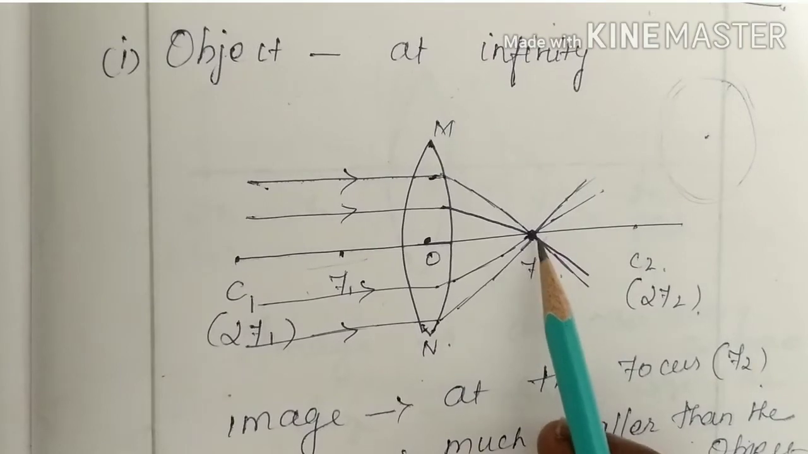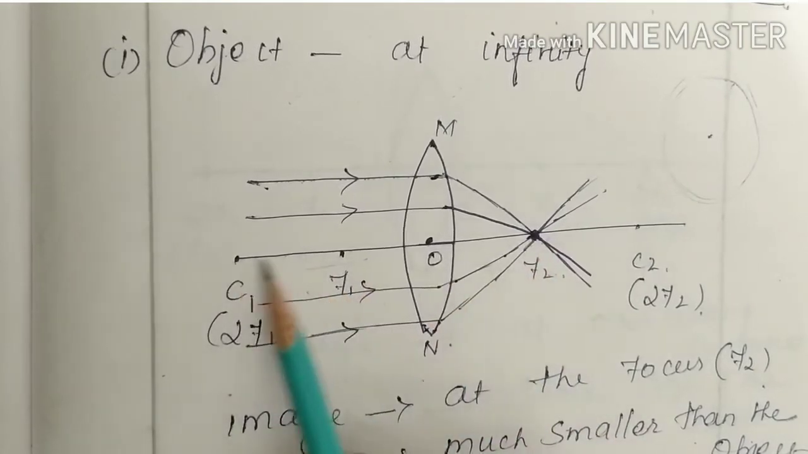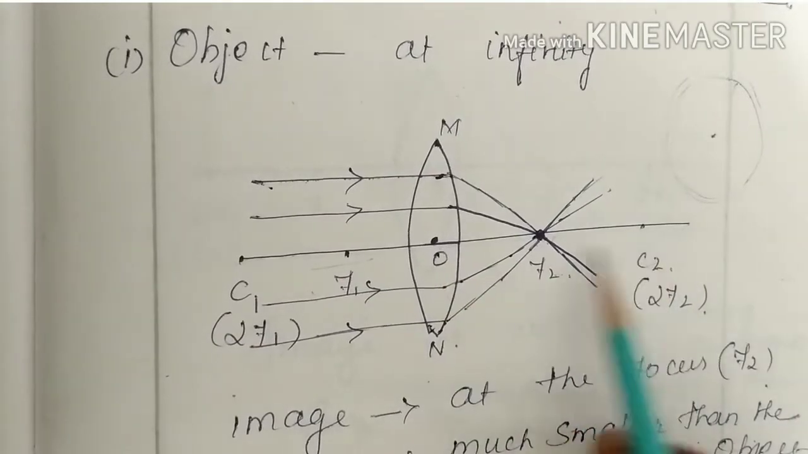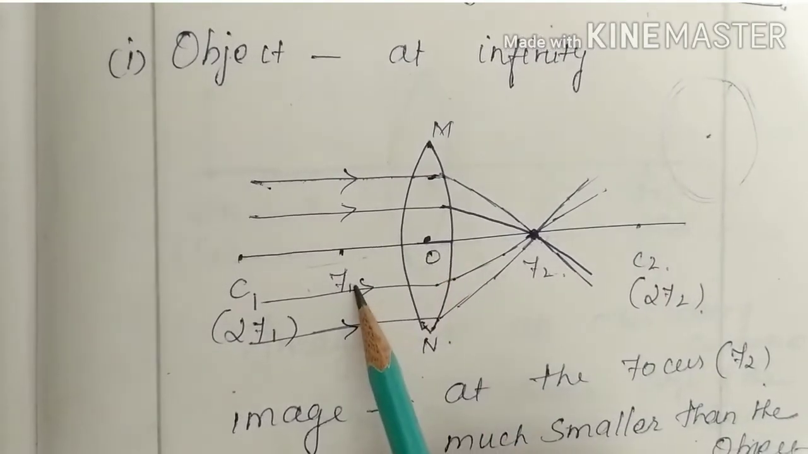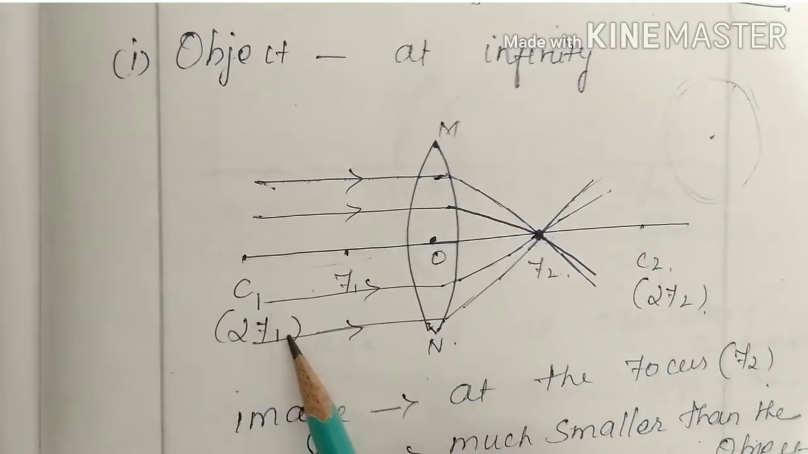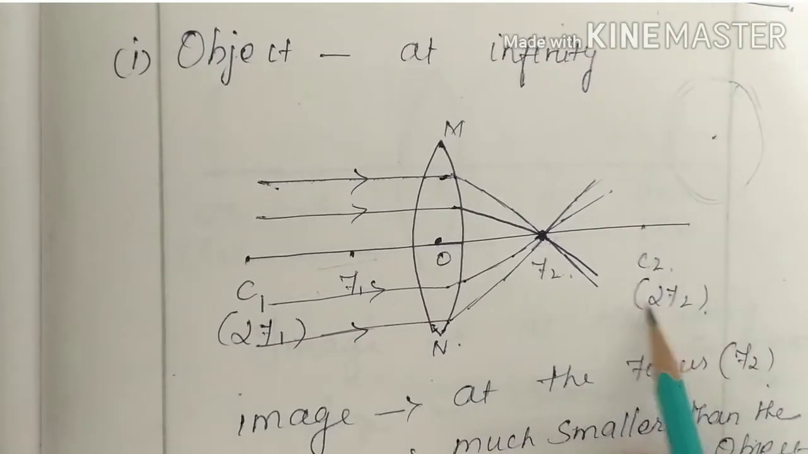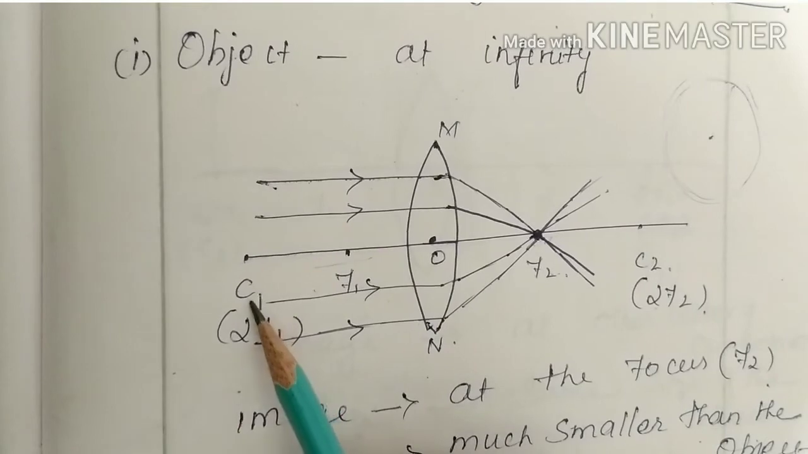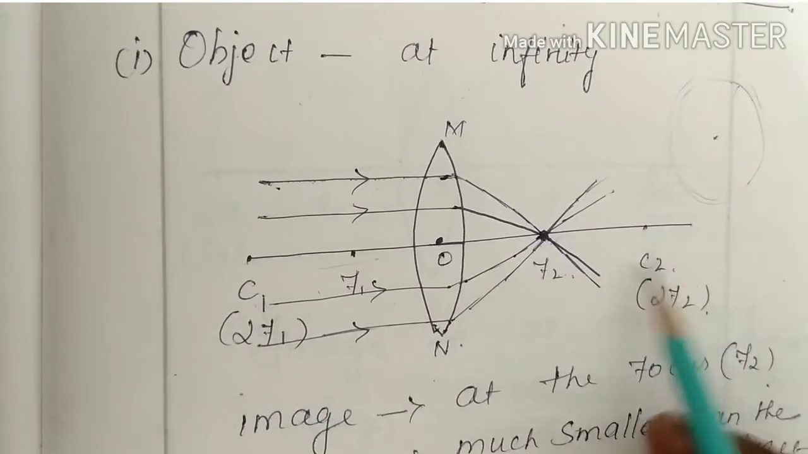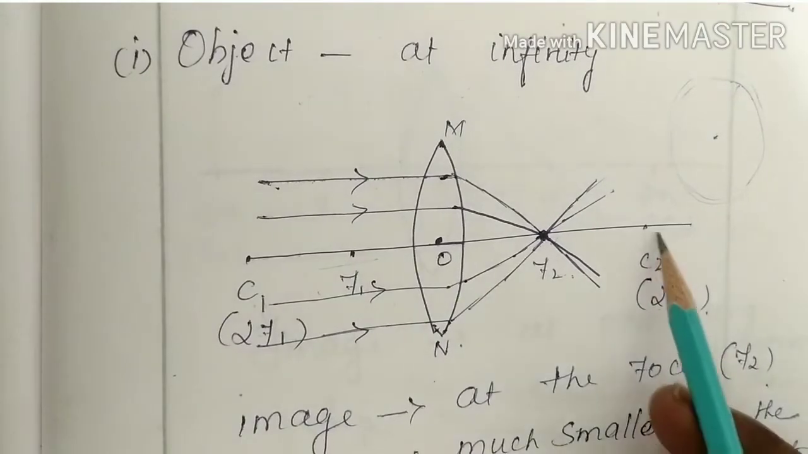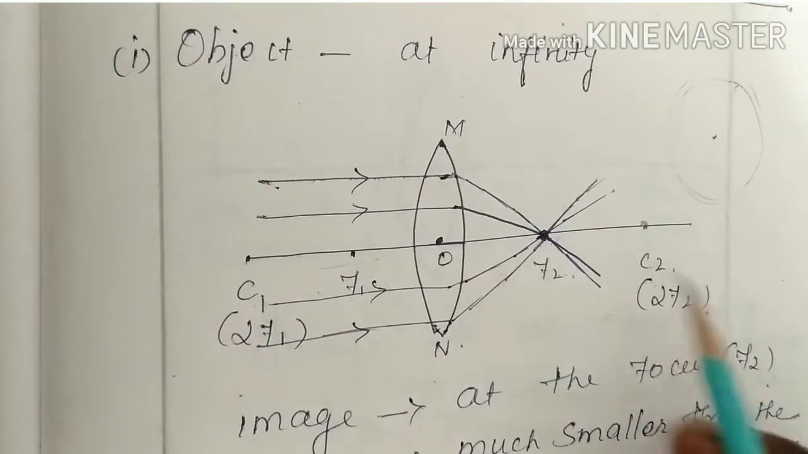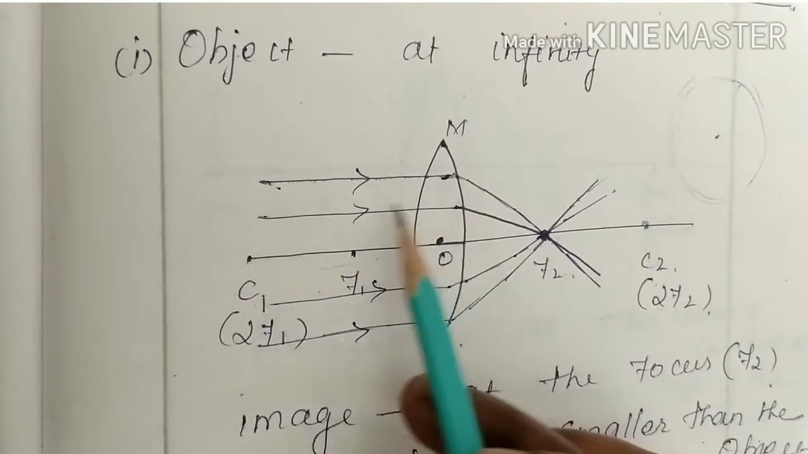And here, listen. This axis is called the principal axis, and these points: this is the point f1 and this is f2, and on both sides we have to mention 2f1 and 2f2. This 2f1 is also called the center of curvature. It is denoted by c1, and similarly for this refracting surface here we have to mention this point c2. This is 2f2.